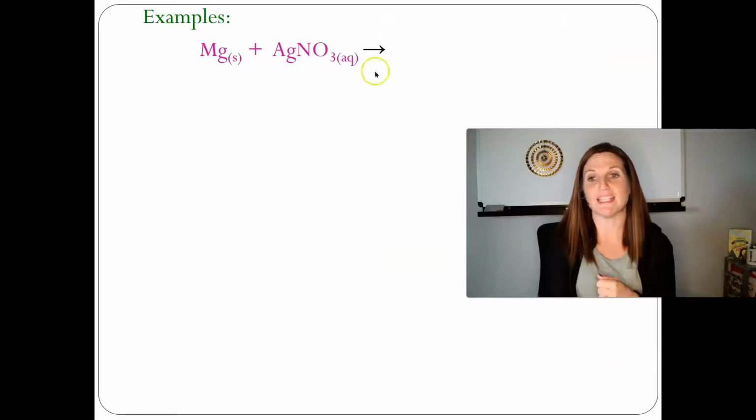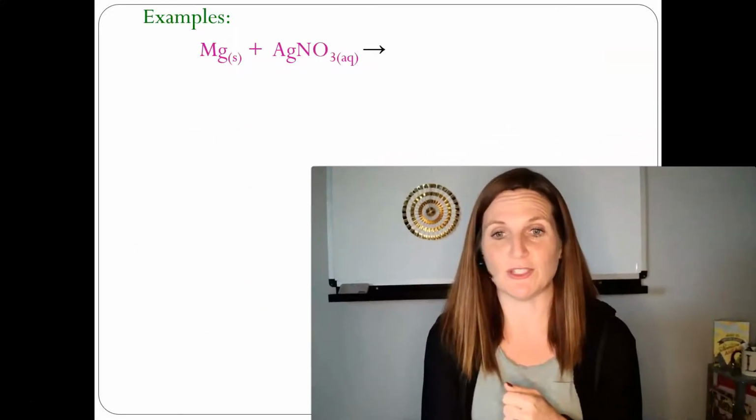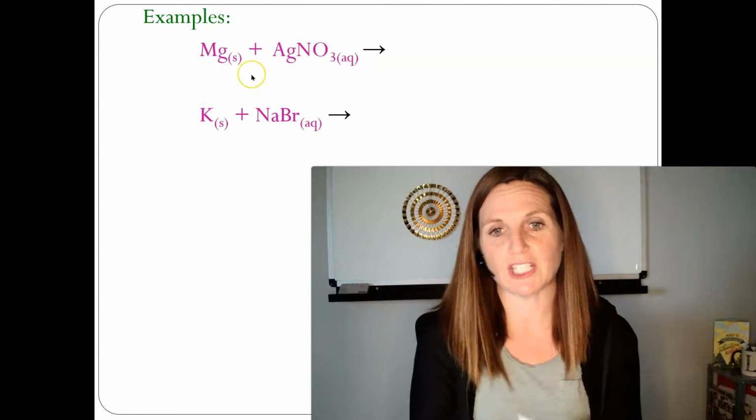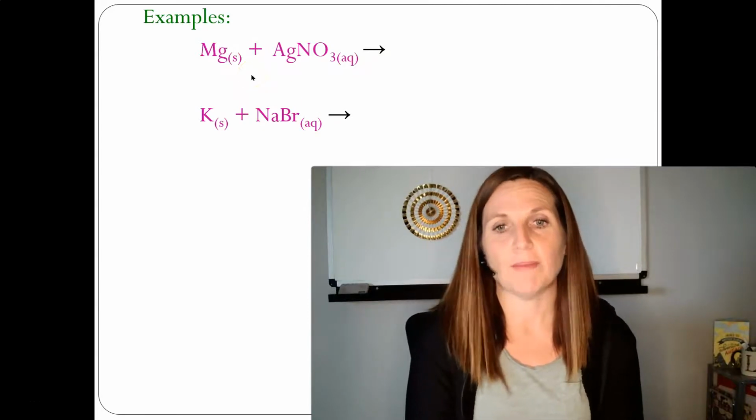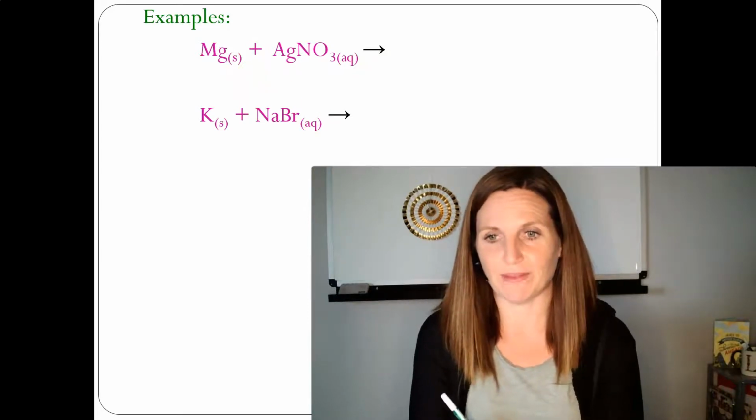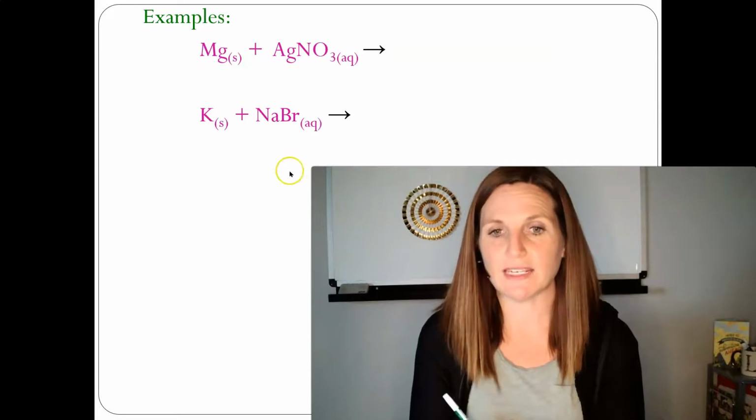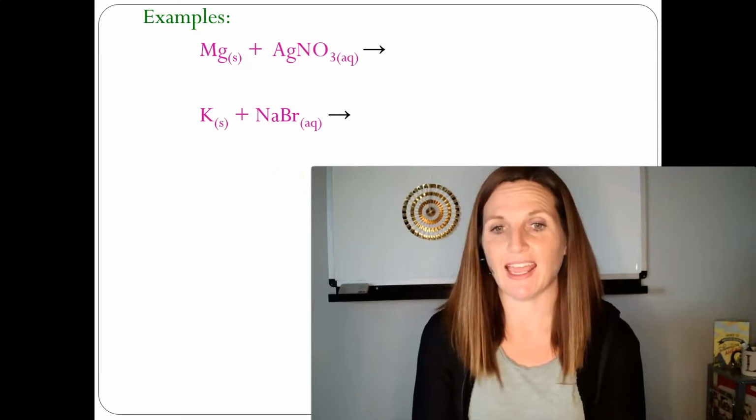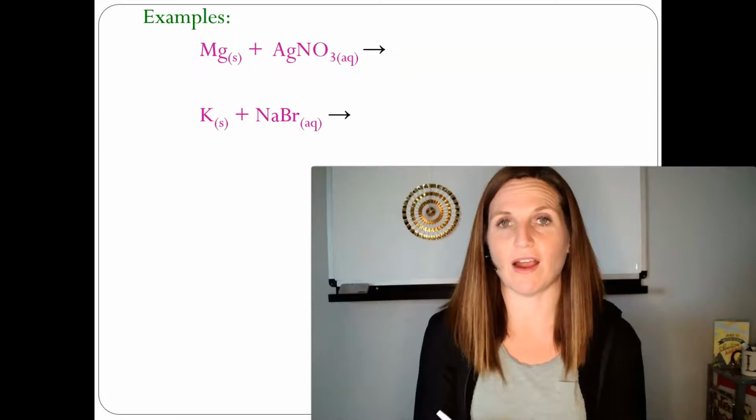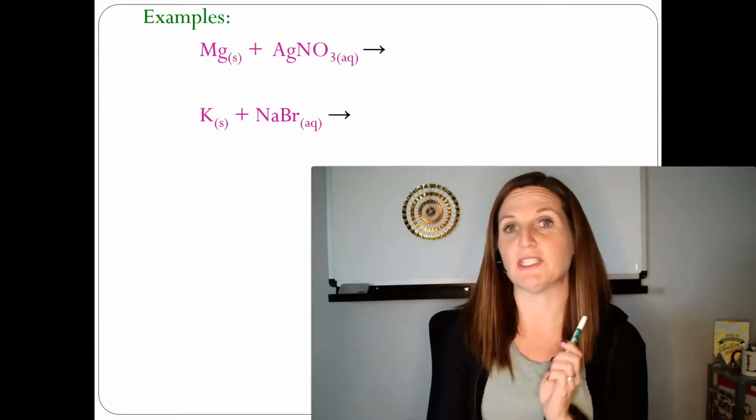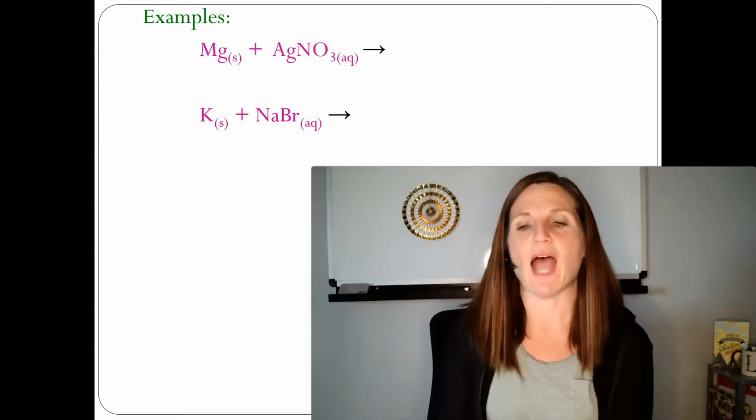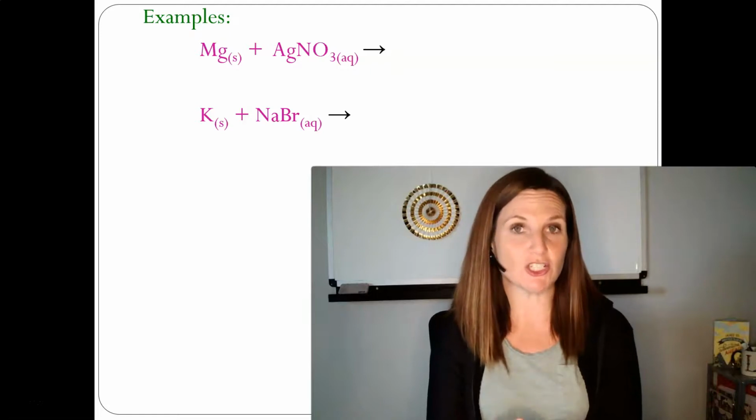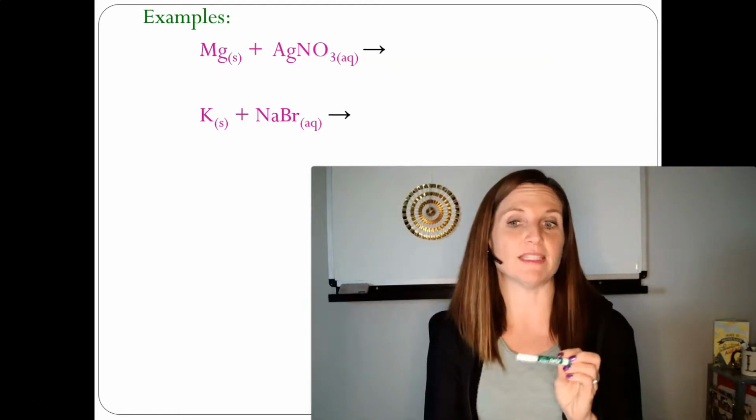We're going to look at some examples of a substitution reaction. Our first reaction, Mg plus AgNO3. And our second reaction, K plus NaBr. And so what we need to do first is we need to write these equations down, and we need to identify the charges of the different elements involved.